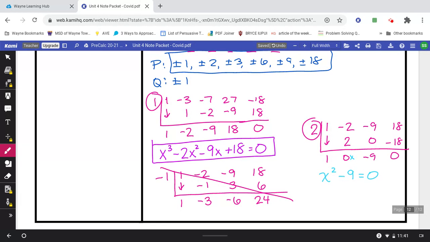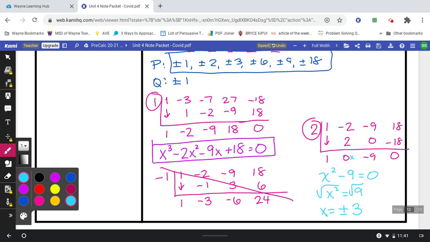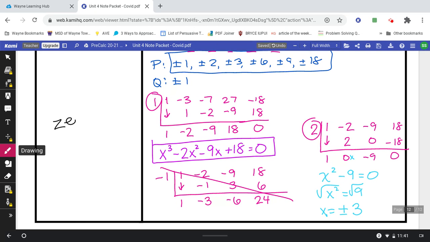Then you can add 9 to both sides and square root it. This time I don't need an i because I'm square rooting a positive number. So that gets me x equals plus and minus 3. So my final list of answers for this problem, I've got this 1 right here, the 2 right there, +3, and -3.